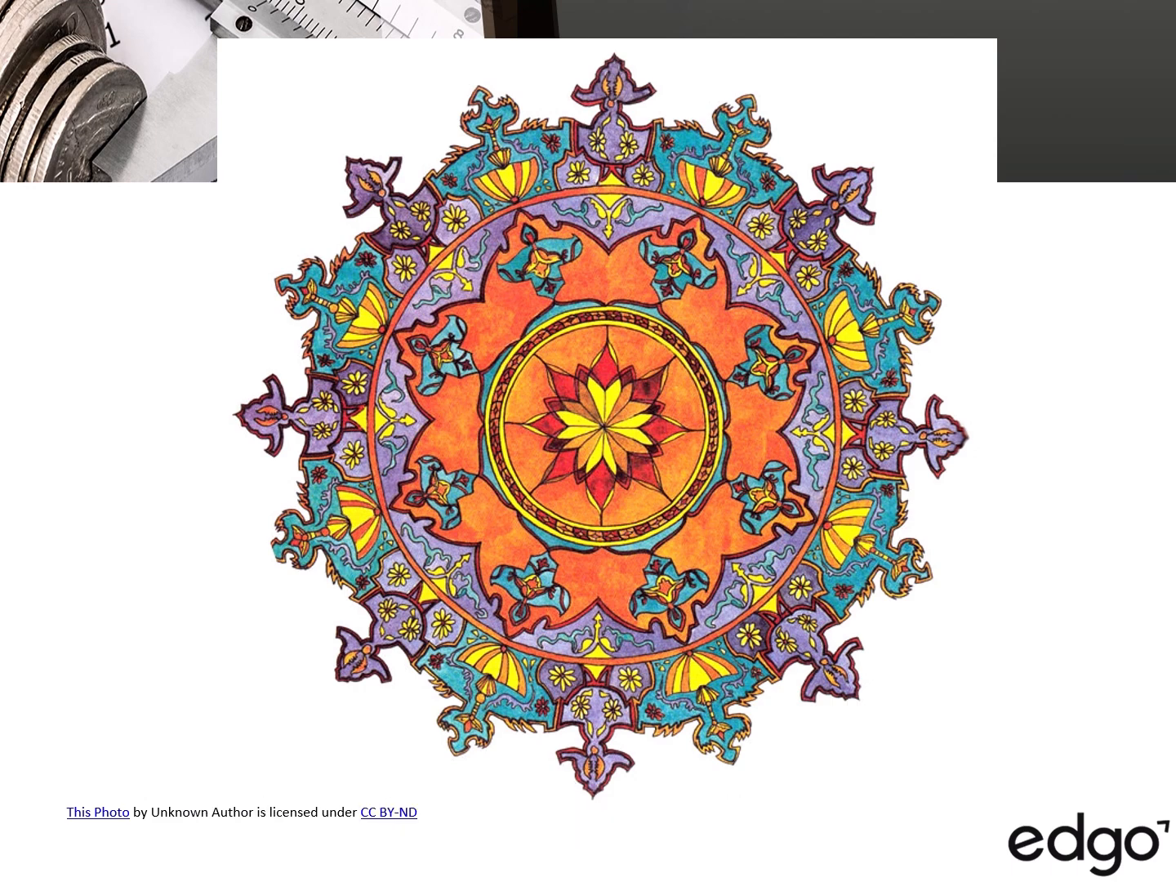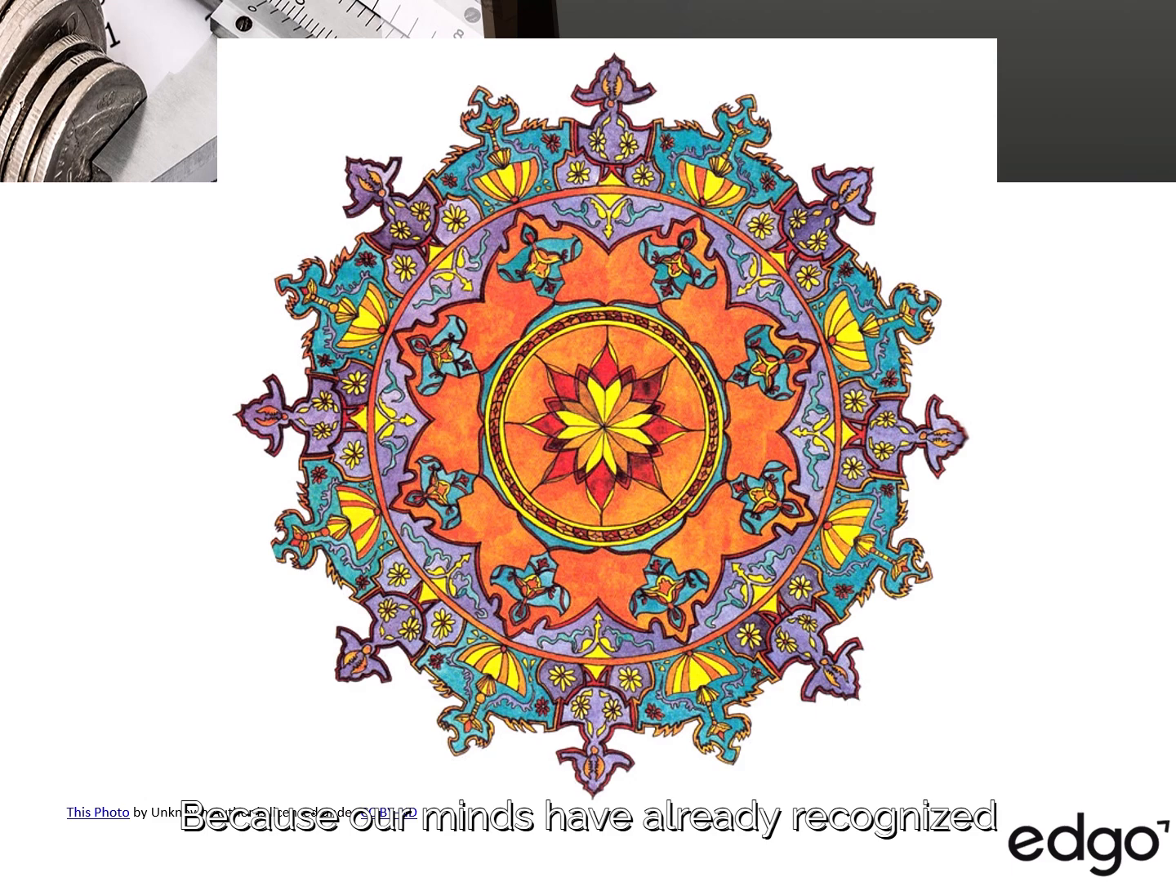Why? Because our minds have already recognized the pattern. Once we understand the arrangement, we begin to predict what should appear next. This ability to predict is an important part of studying mathematical patterns.